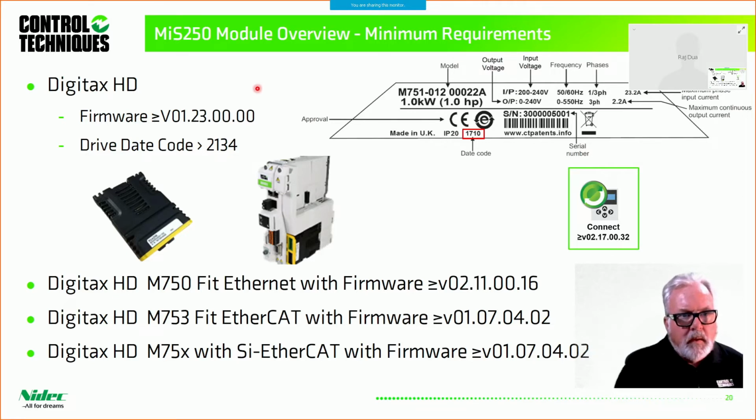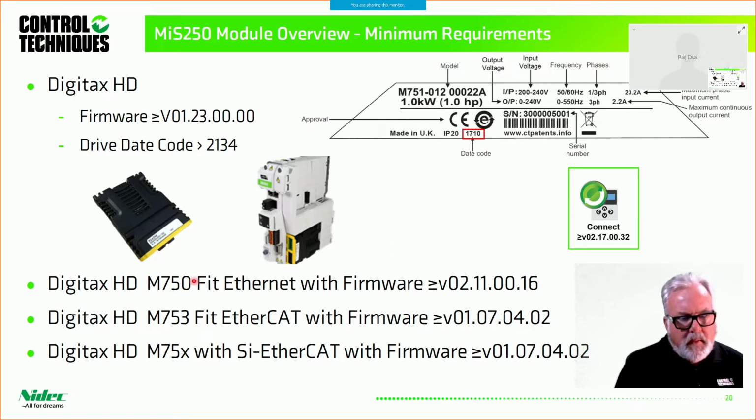Now, for the 250, the Digitax HD firmware has to be greater than or equal to 123.00. All right. So you see this is the sticker that you'll find on a Digitax drive. The drive date code, again, is 2130, and has to be greater than 2134. So this particular sticker right here indicates that this drive is not capable of using the module. It's got an earlier date code.